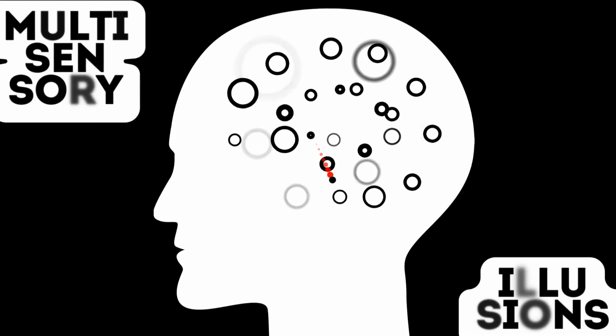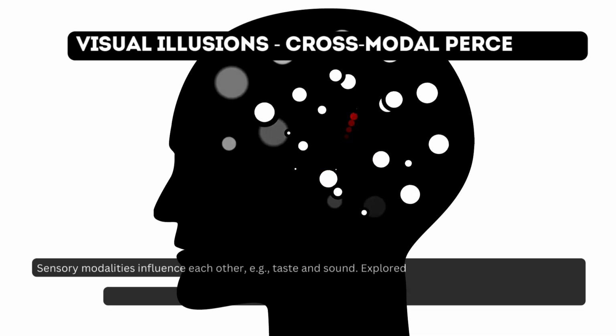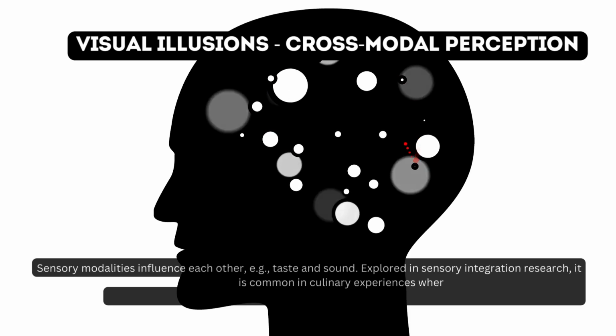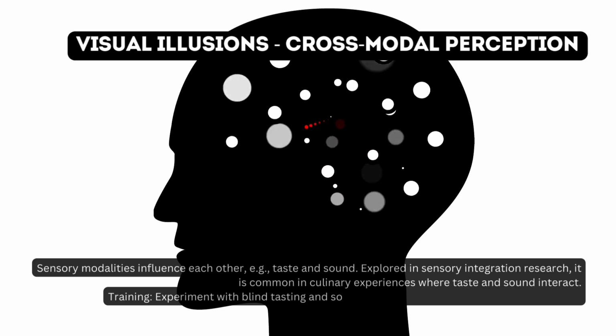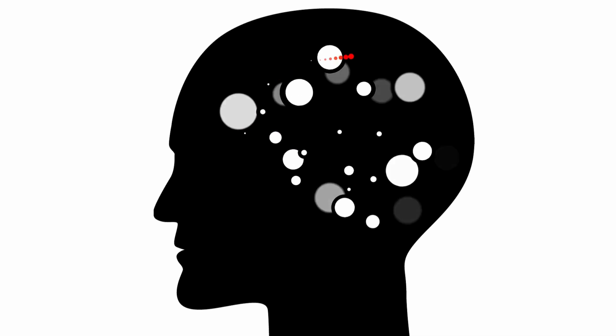Multisensory illusions. Cross-modal perception. Sensory modalities influence each other, for example, taste and sound. Explored in sensory integration research, it is common in culinary experiences where taste and sound interact. Training. Experiment with blind tasting and sound isolation to separate sensory experiences.